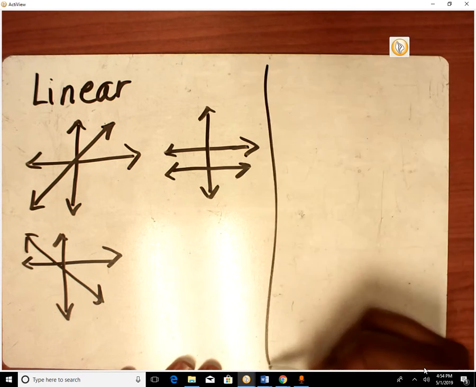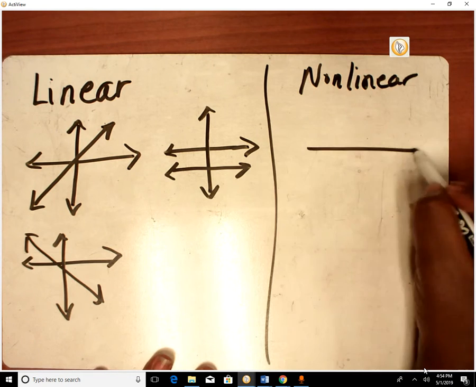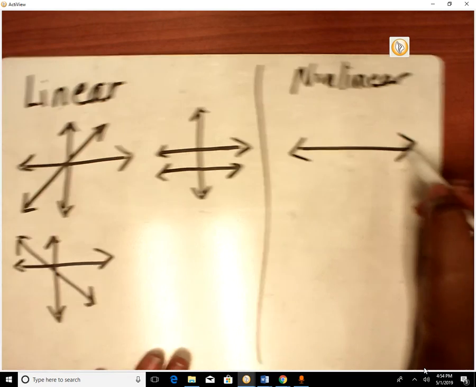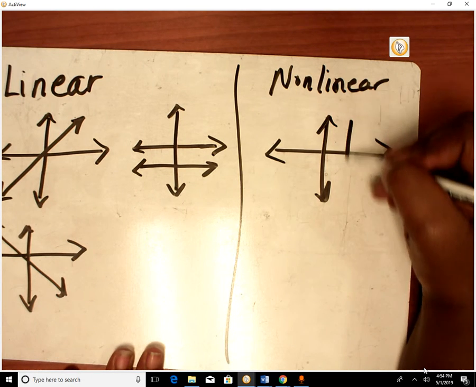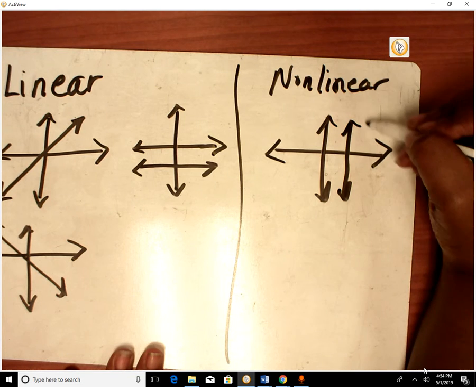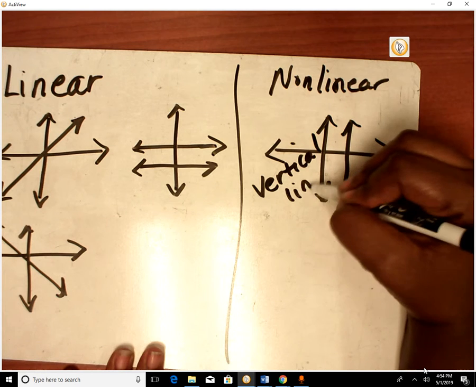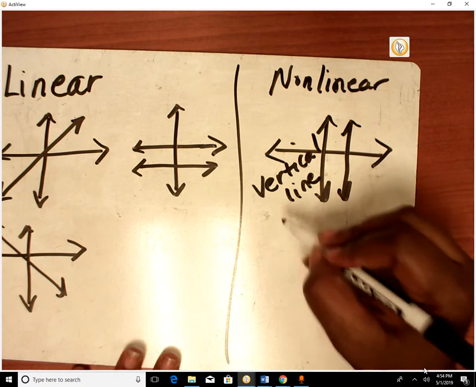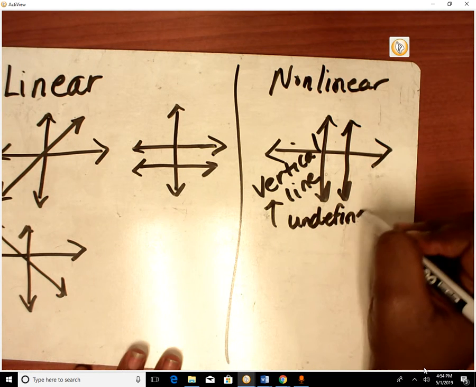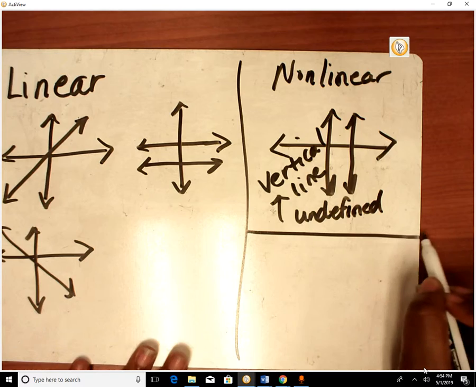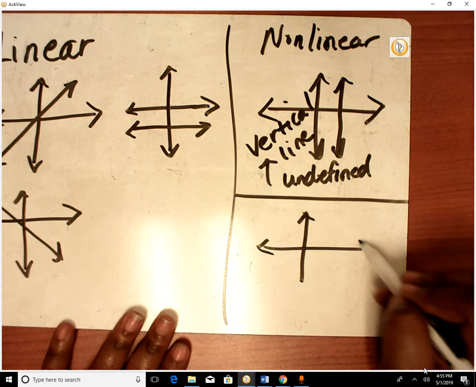Now, when we talk about nonlinear, remember, there's one straight line that is nonlinear. That is your vertical line. Your vertical line is nonlinear because it's undefined. Great math curse word.